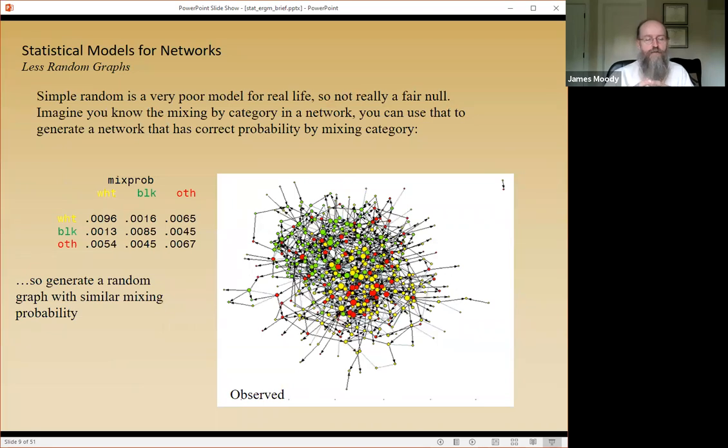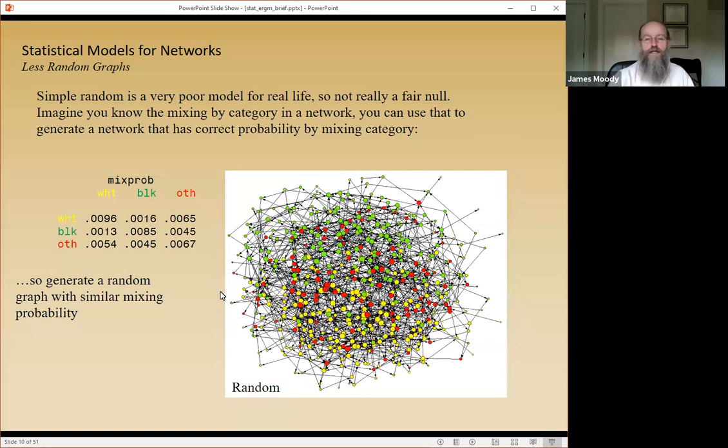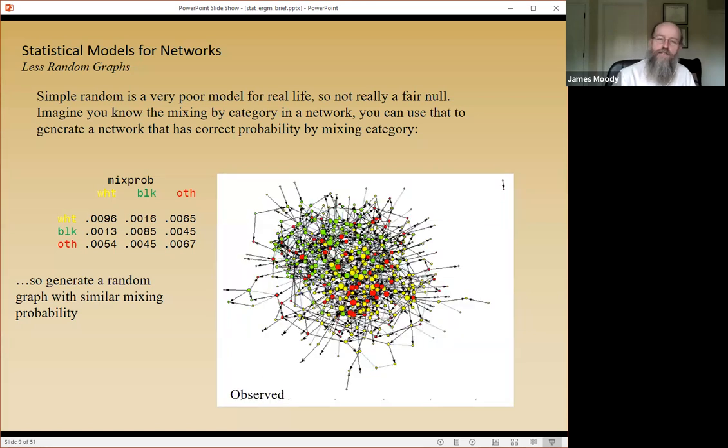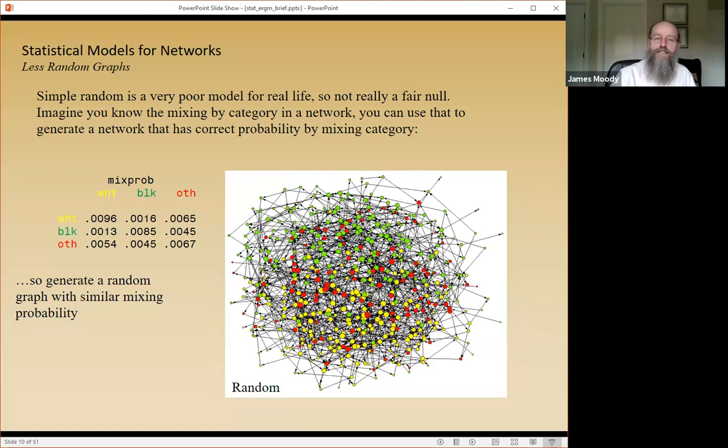So imagine that I've observed a network where I have three kinds of kids: white kids, black kids, and other race kids. And I ask them how often do they tie with other people, do they have relationships with other people in the network? And so I can look at the real world and it'll look something like this, and then I can generate a network at random that matches it. And if you look at those two networks, they have the exact same mixing matrix. That's what this probability thing is, but one clearly looks different than the other.